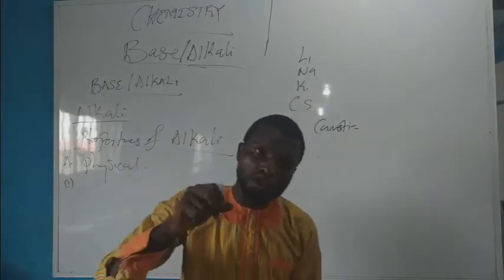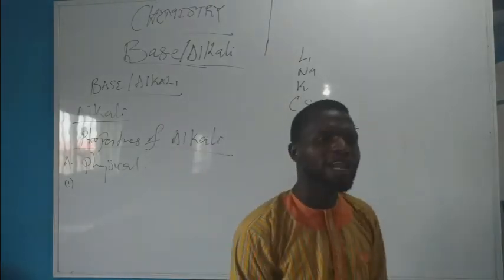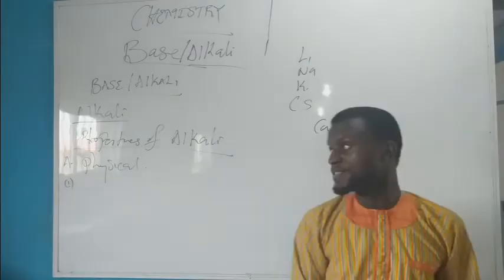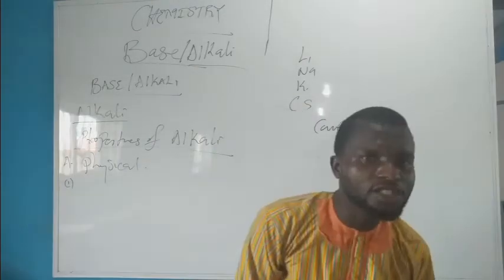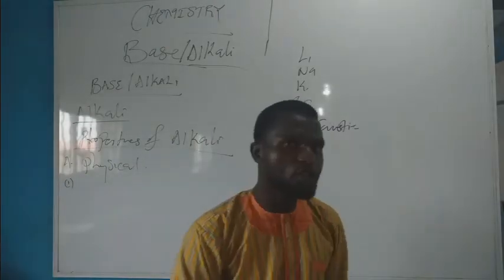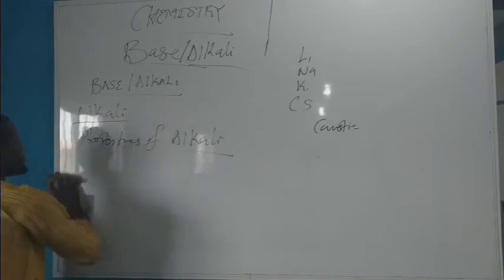When you touch alkalis, they are always very slippery to the touch, and when tasted, they have a bitter taste. Do you understand? And finally, they turn red litmus blue. Those are the physical properties.